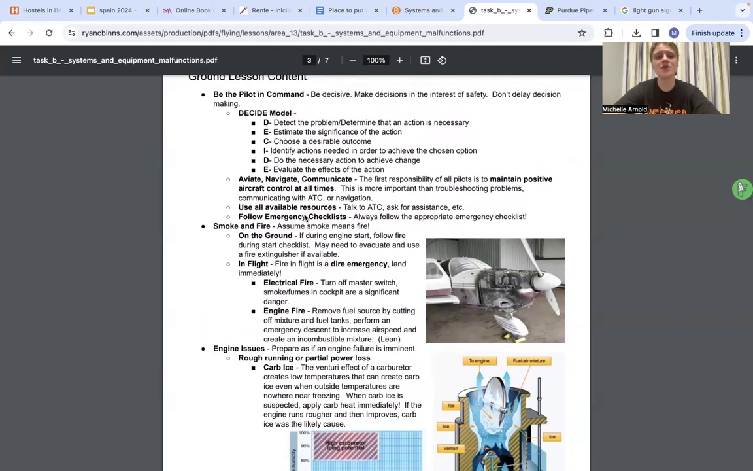And then make sure to use all available resources. Talk to ATC, ask for assistance. If you are having issues, it's okay to ask, especially in an emergency situation. And then make sure you follow the checklists.